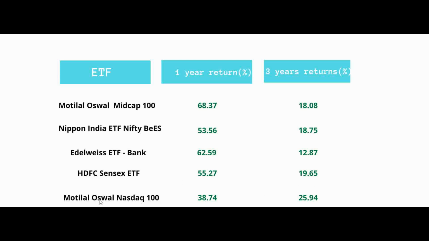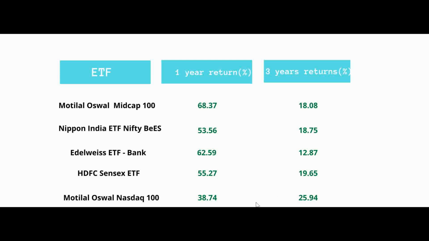The last one is Motilal Oswal Nasdaq 100. This is an ETF which invests our money in US listed stocks, like the tech stocks of the US: Apple, Tesla, Google, Facebook. So this has given around 38% in the last 1 year, comparatively low compared to the other 4 ETFs, whereas it has given around 26% annual return in the last 3 years. So this is very consistent. This is one of the reasons why we have selected this ETF as well.